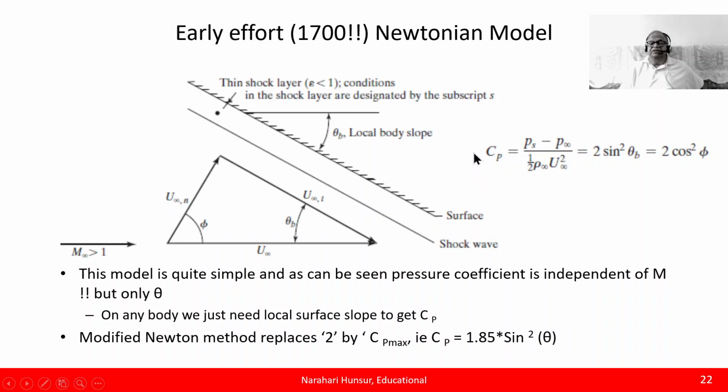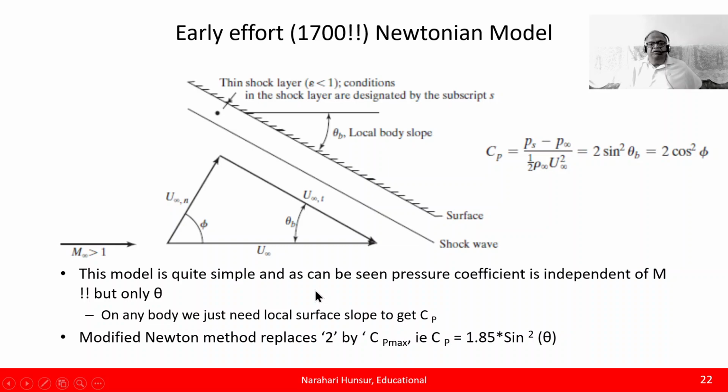So he derived an expression for pressure coefficient Cp, (Ps minus P infinity) by dynamic pressure, half rho infinity. So this is a standard thing which we all use in aeronautics. And he came up with this equation saying that it is simply 2 times sine squared theta b, theta b being the angle the surface is making with the horizontal. So notice here, it doesn't depend on the Mach number at all. For any body, we just need to find the local slope and get the Cp. That's it. It doesn't depend on Mach number. So it looked very, very simple.